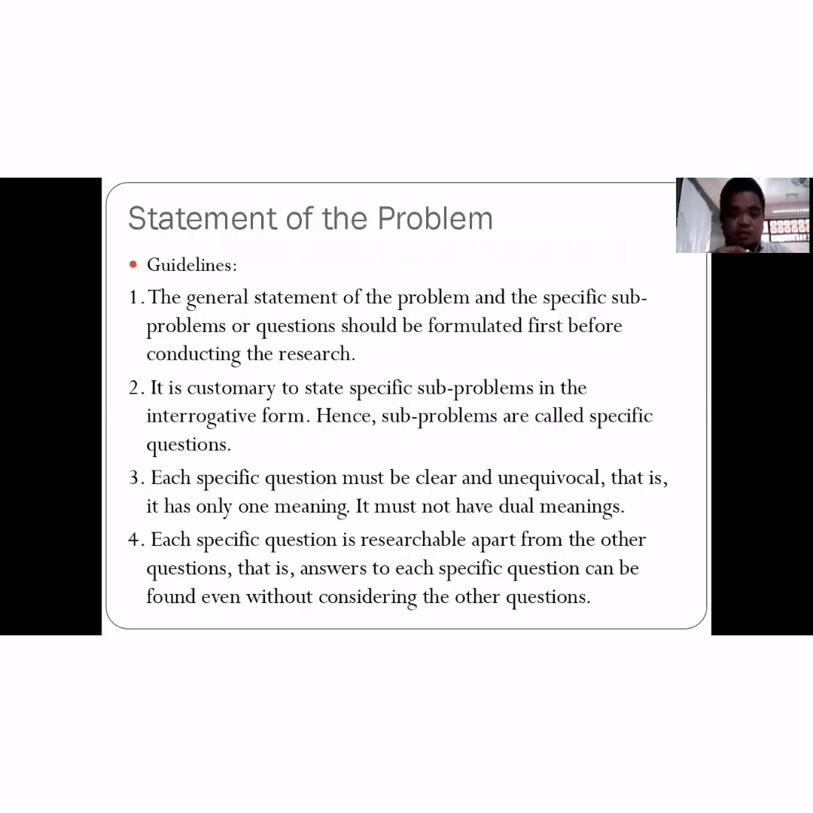In writing the statement of the problem, these are the following guidelines. The general statement of the problem and the specific subproblems or questions should be formulated first before conducting the research. They should be formulated first because this will serve as your guide.